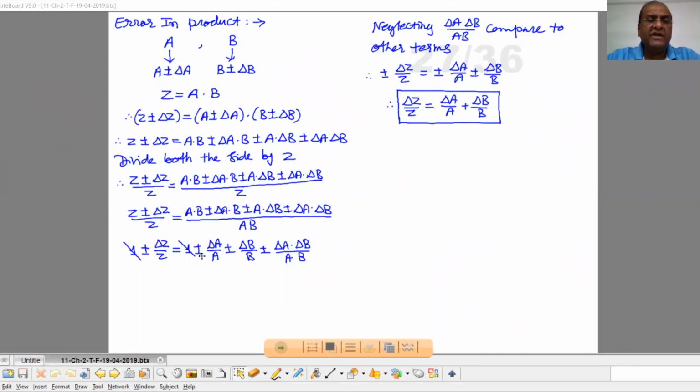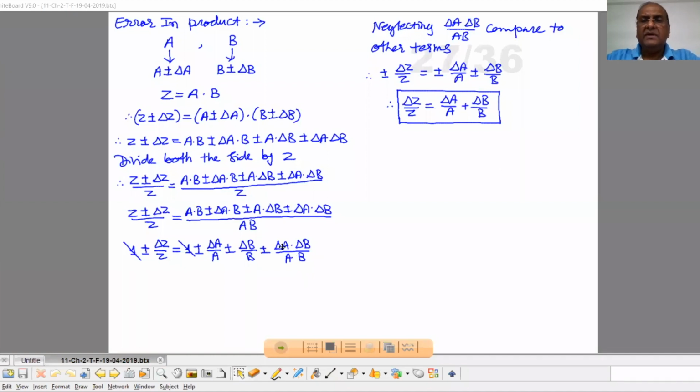So AB upon AB is 1, then delta A into B upon AB, B cancels, so delta A by A, plus or minus A into delta B upon AB, A cancels, so delta B by B, plus or minus delta A into delta B upon AB.